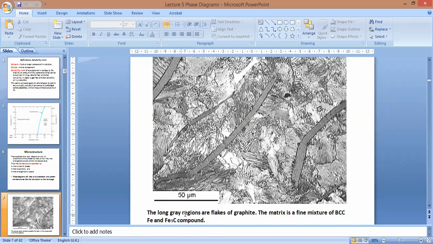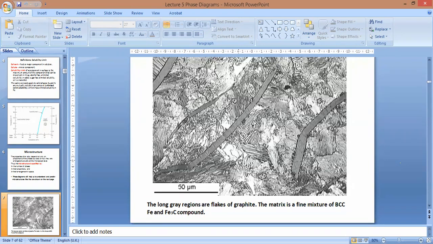So the long gray regions are flakes of graphite. So this is graphite, and the matrix is the fine mixture of BCC iron and iron carbide compound. So you have the iron here and the iron carbide. So there's the iron carbide plus the iron. So there's iron outside this compound. And this is how it basically looks. Type of steel.